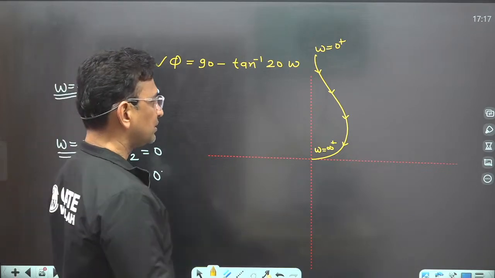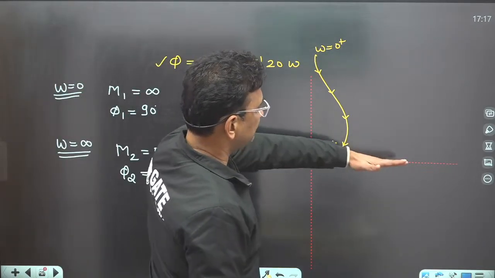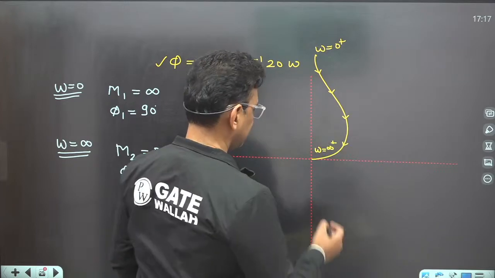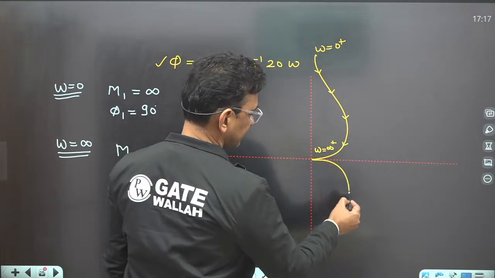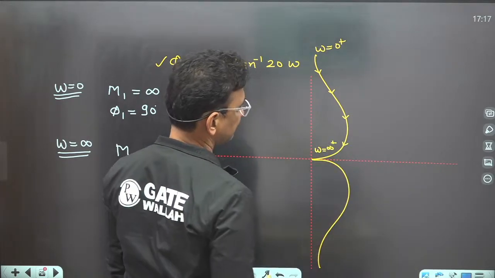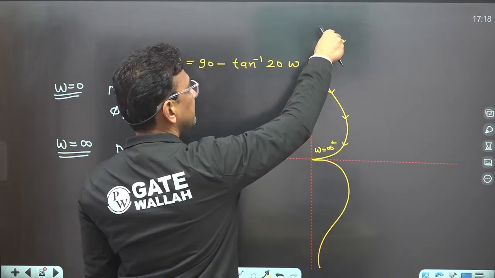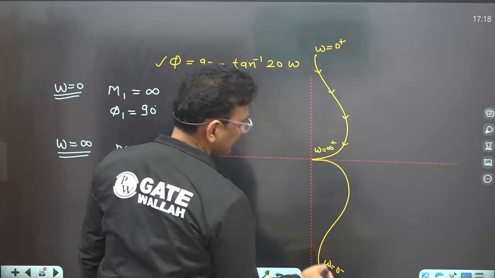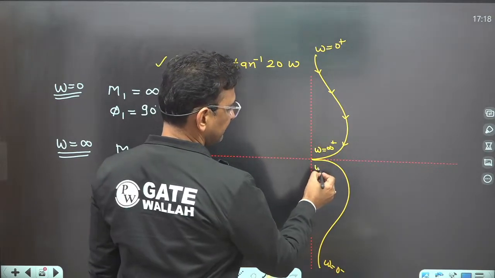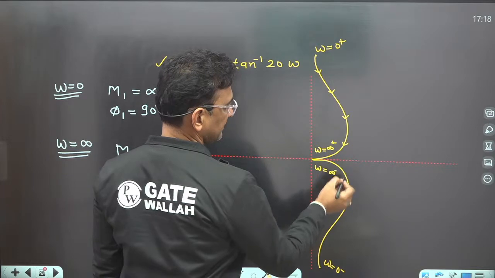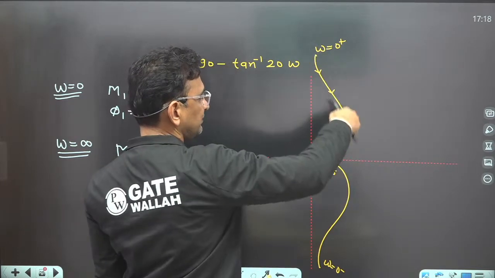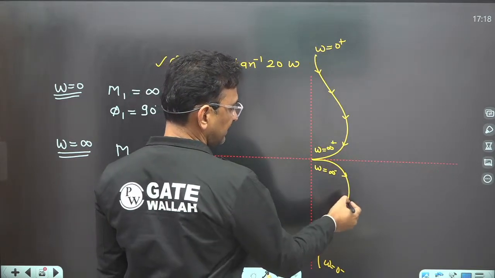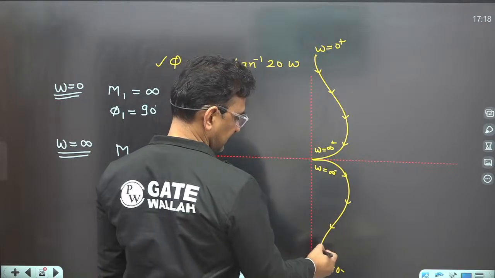Now draw the mirror image of this polar plot with respect to the real axis. If I draw the mirror image, this will be the polar plot for the negative range of frequency. The mirror image of omega 0 plus will be 0 minus. The mirror image of infinite plus will be infinite minus. Here the arrow is from 0 to infinite. Here the arrow will be from minus infinite to 0, because this is the mirror image. Clear?